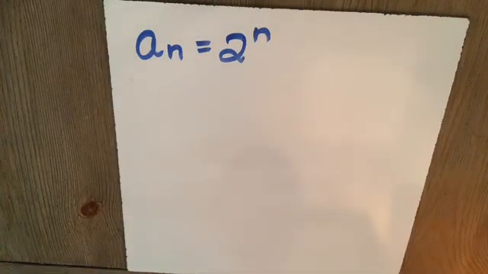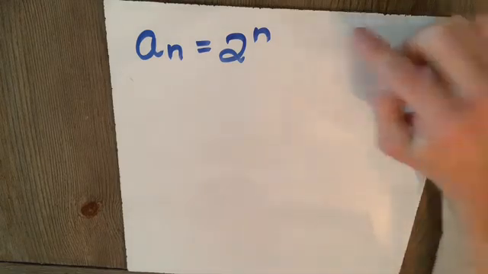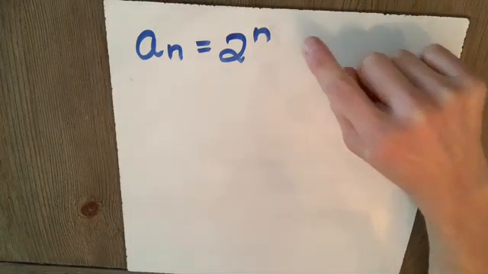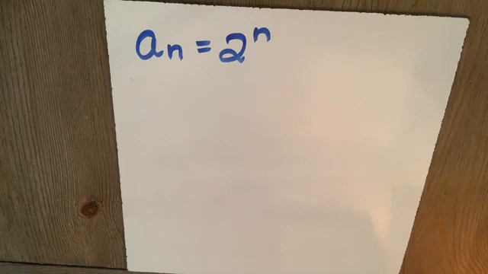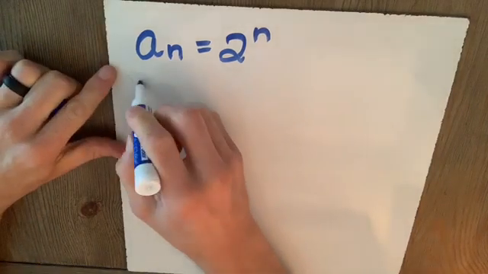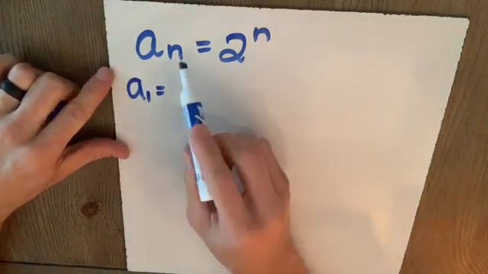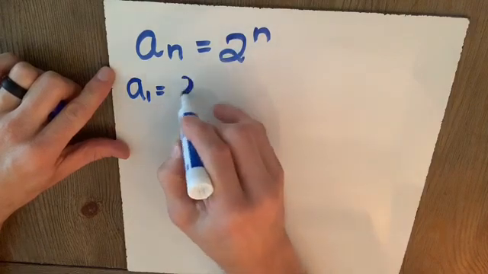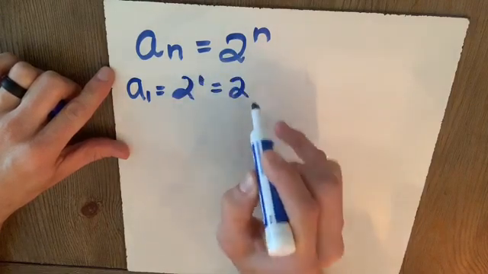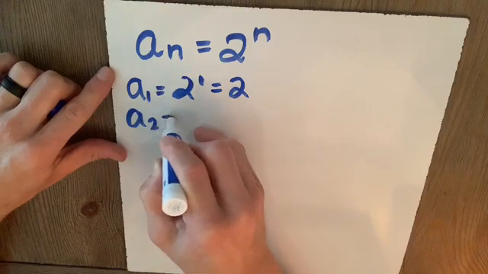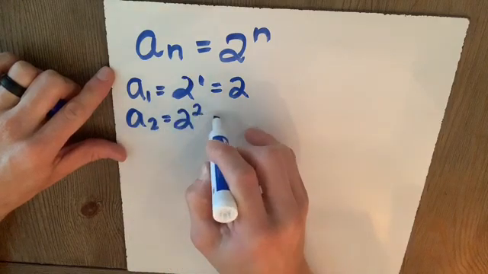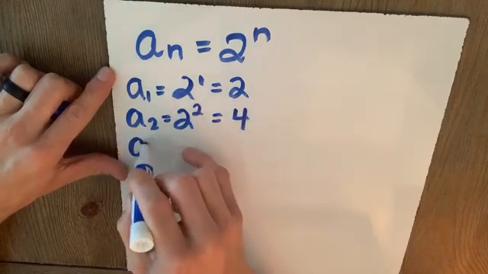Here's an example of a geometric sequence. AN, the general term, is equal to 2 to the n. Now, whenever I see a variable as the exponent, I can count on the fact that when I expand this sequence out, it will be geometric. So A1 will be, well, anytime I see an n, I'm going to substitute in a 1, and that gives me 2. A2 will be 2 squared, which is 4.